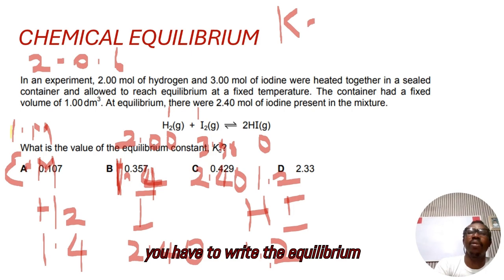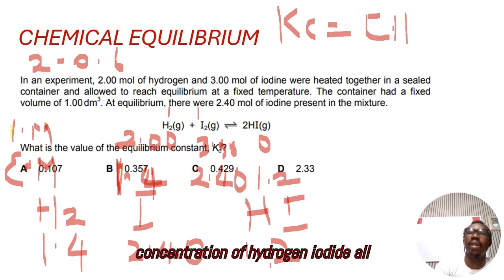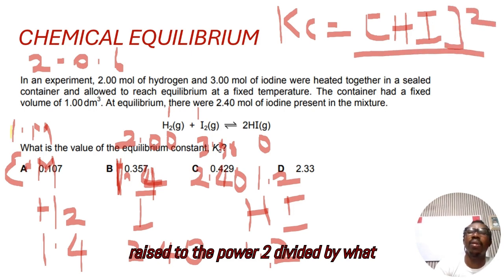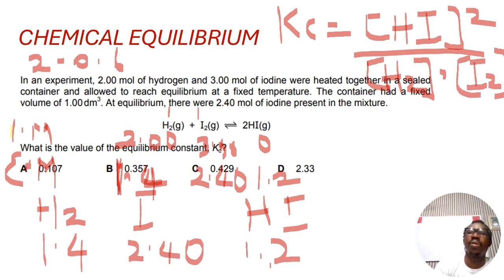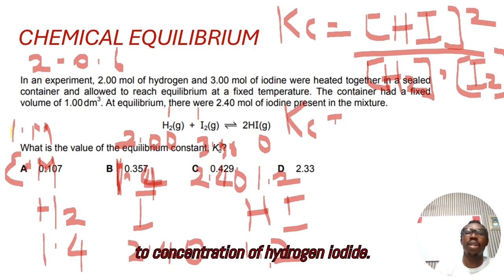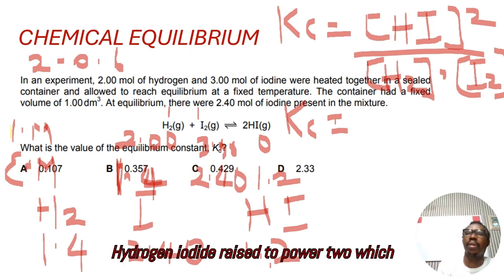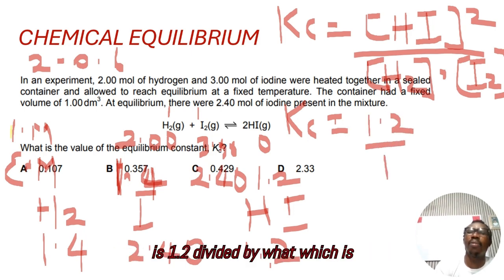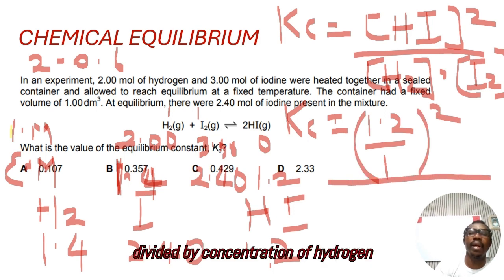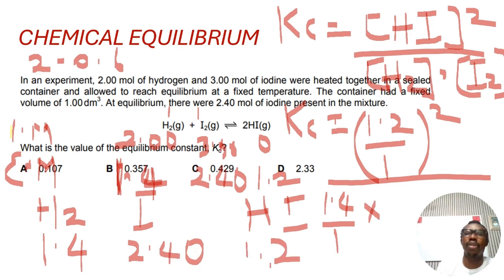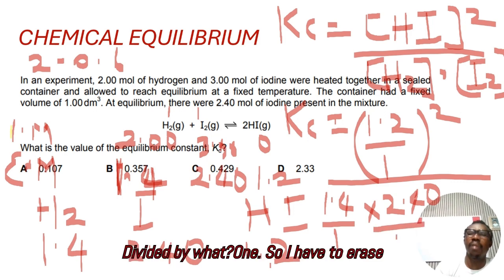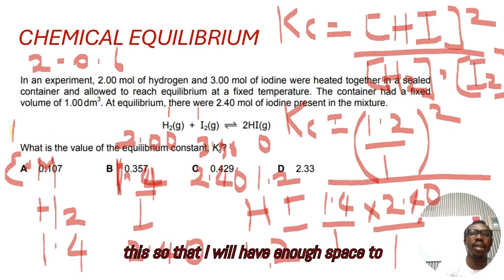So equilibrium constant Kc, I have to write the equilibrium expression, will be equal to concentration of hydrogen iodide all raised to power 2 divided by concentration of hydrogen multiplied by concentration of iodine. So Kc will be equal to concentration of hydrogen iodide, 1.2 divided by 1, all raised to power 2, divided by concentration of hydrogen, which is 1.4 divided by 1, times concentration of iodine, which is 2.40 divided by 1.